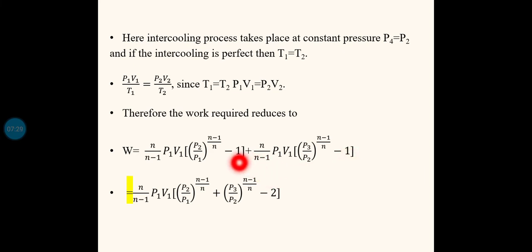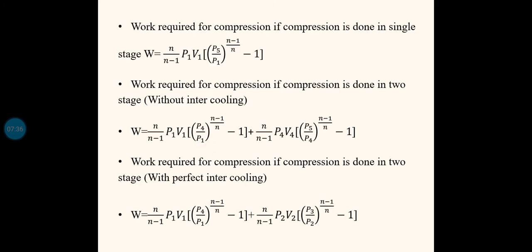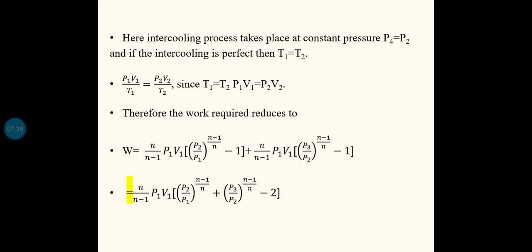So what I have done is in the last equation, instead of P4 I have written P2 here, since P4 equal to P2, and here instead of P2 V2 I have written P1 V1. That is the only change. So altogether you can see that n by n minus 1 P1 V1 is common here, n by n minus 1 P1 V1 is common here. I have taken it outside the bracket.